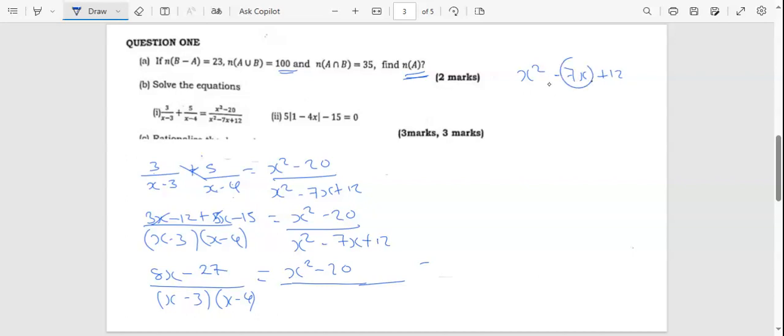So what are the numbers that when we add them give us negative 7, and when we multiply them, they will give us 12? I'm sure those numbers are negative 3 and negative 4. When you multiply this, they'll give you positive 12. So you bring them like that, the way they are, and you put plus 12 there.